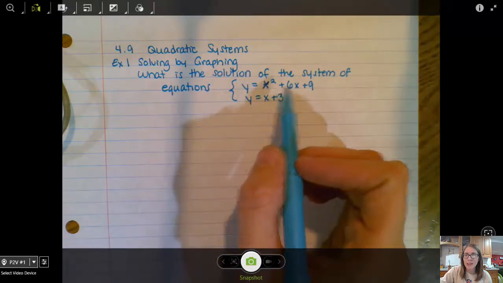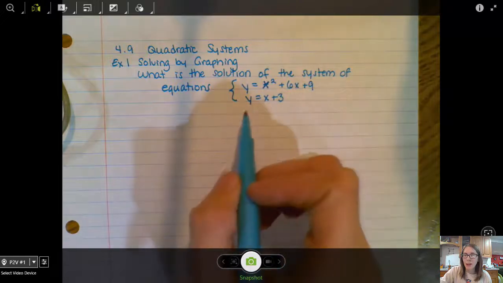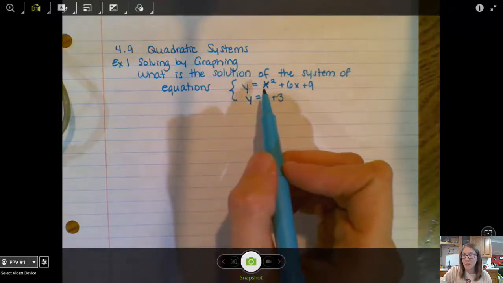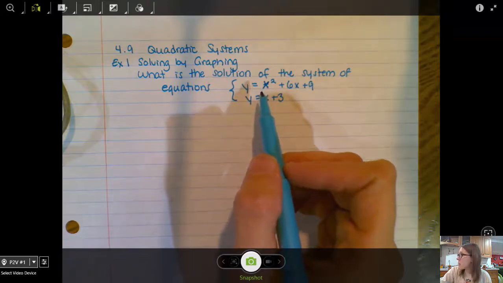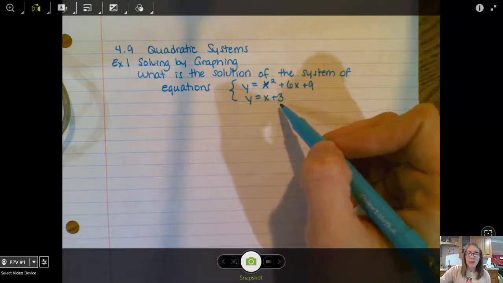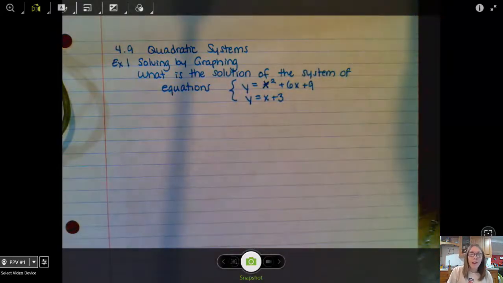y equals x squared plus 6x plus 9, and y equals x plus 3. And as you can see here, one of them is the parabola because we have the x squared. I have a parabola and a line. My solution is still going to be where those two equations, where those two graphs intersect. So the one way I can find this is by graphing.